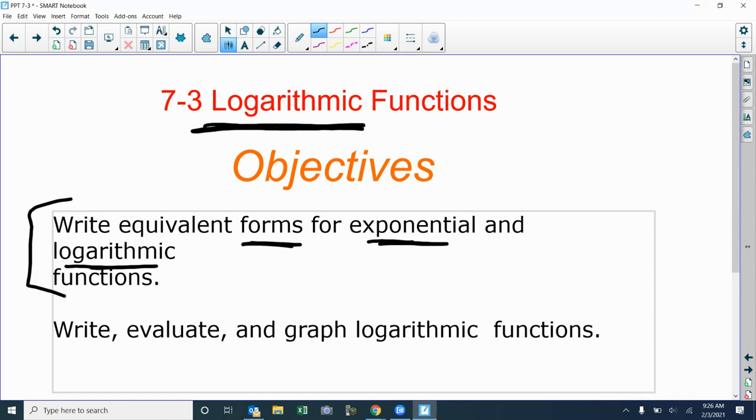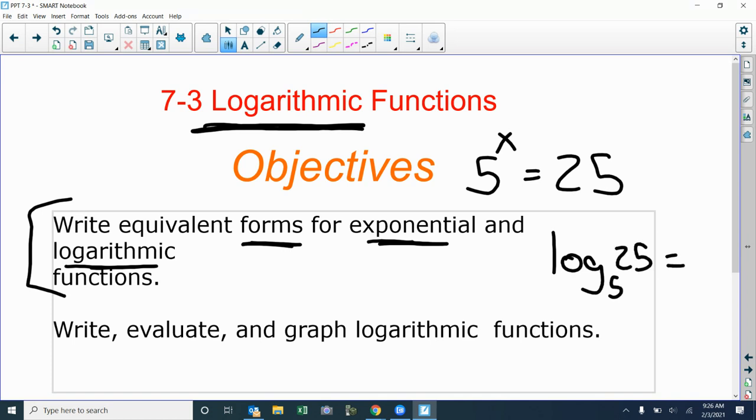So an exponential equation might be 5 to what power equals 25. You can do that kind of mentally, can't you? 5 to what power would be 25? It'd be 2, right? 5 to the second. So that's exponential. We're going to turn around and write it in logarithmic form, which would be log base 5 of 25 equals x. So those are the two forms. One's log form and one's exponential.